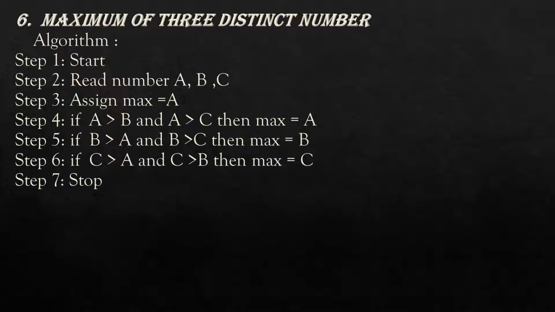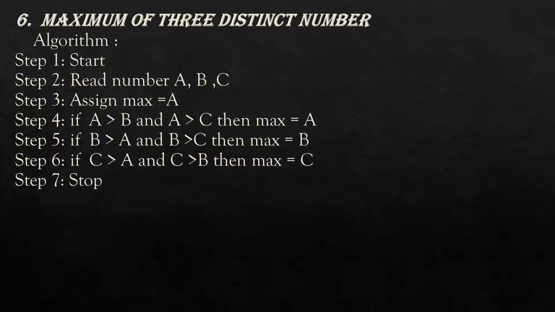Sixth is maximum of three distinct numbers. Suppose we take three integers a, b and c with some value, and then compare the values of a, b and c by using greater than or less than. Okay, so let's write an algorithm. Step 1 is start, step 2 is read numbers a, b and c. So the computer will read the numbers a, b and c. In step 3, we assign max is equals to a.